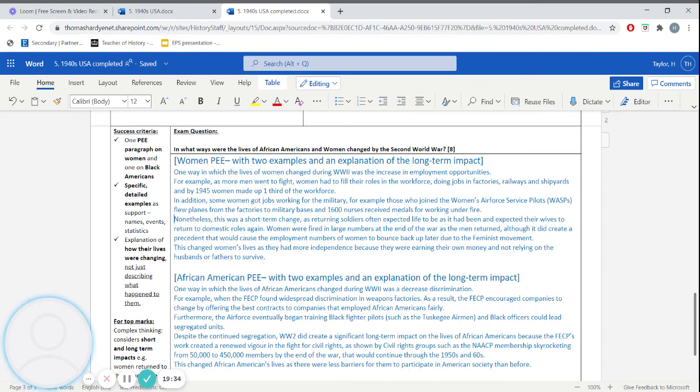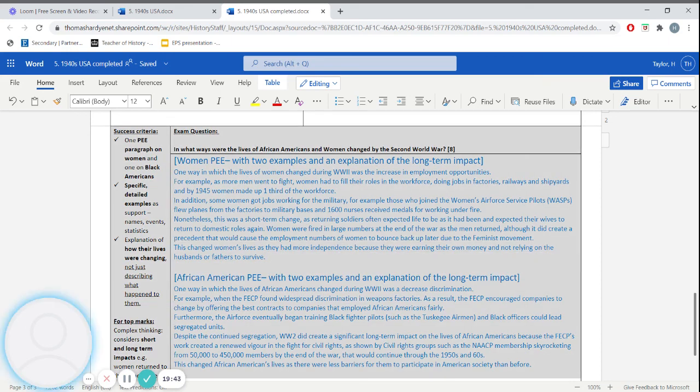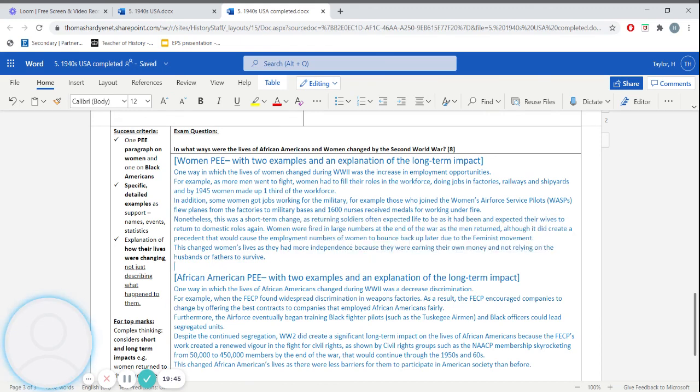Compare this with your own answer. Think if you could add more specific evidence, or if you could maybe consider the short-term and long-term impacts, and make sure you've got a clear explanation of how their lives were changed as a result of those changes.